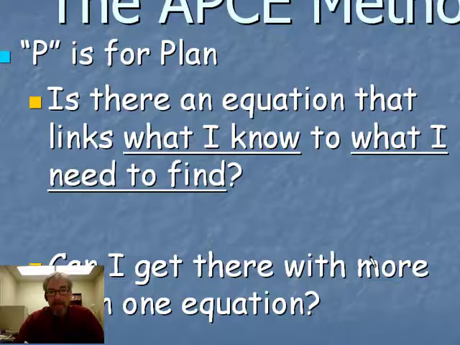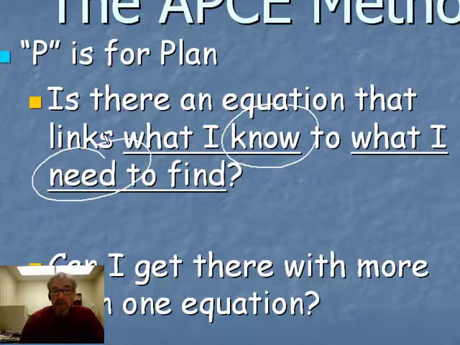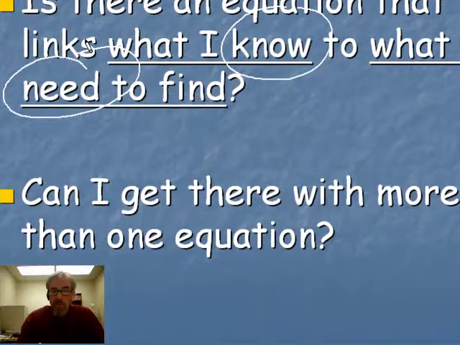Here's what we're doing here. Again, we're asking questions. The first question might be the only one you have to ask. Is there an equation that links what I know, the stuff that I just analyzed, to what I need to find? So once I've analyzed, now I want to start putting together my need and my know with some equation, some formula, some relationship that I've learned about. Sometimes you can do that in one step. Sometimes you have to ask the second question. Can I get there with more than one equation? So sometimes I'll know something that can give me something I don't know, which I can then use with other things that I know to get the final thing I need to find.